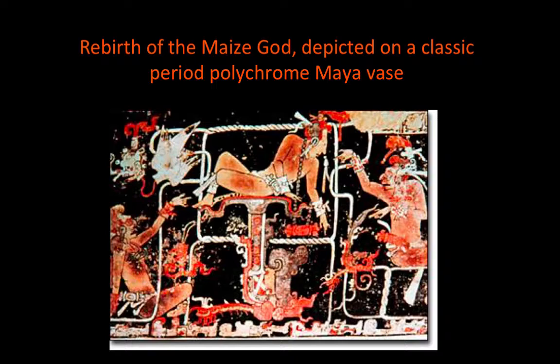agriculture. In this image that you're seeing, the rebirth of the maize god, depicted on a classic period polychrome Maya vase, all of these themes come together. It's very fun, cartoon-like, but really quite beautiful, a depiction of the birth of the maize god. And the maize god, again, is right here. So we've really seen three images of the maize god. One is from San Bartolo. One would be from Pakal, as depicted as the maize god on his sarcophagus cover.